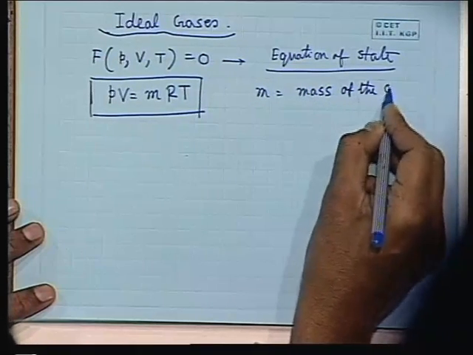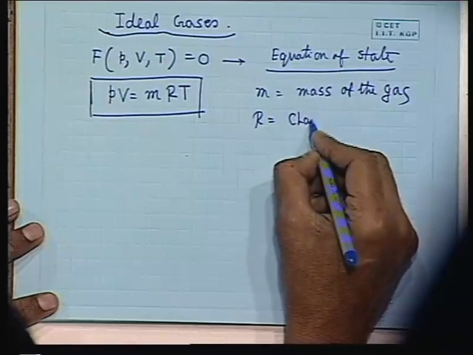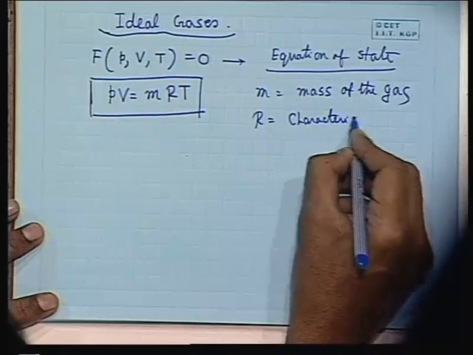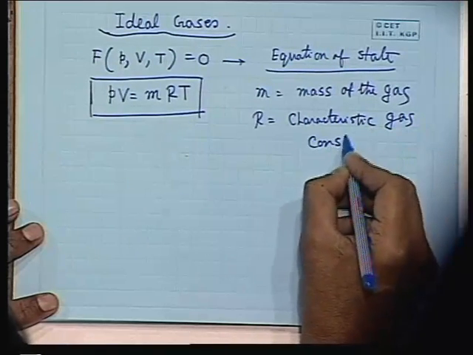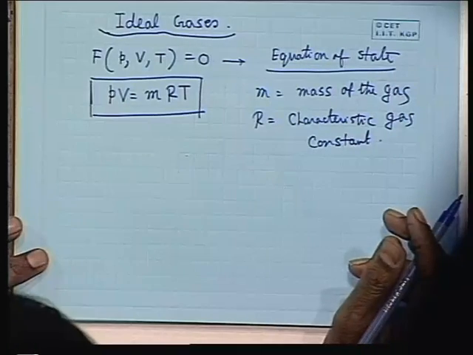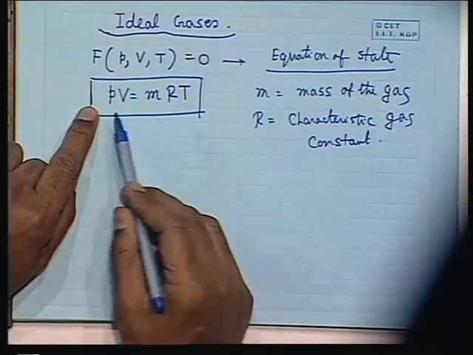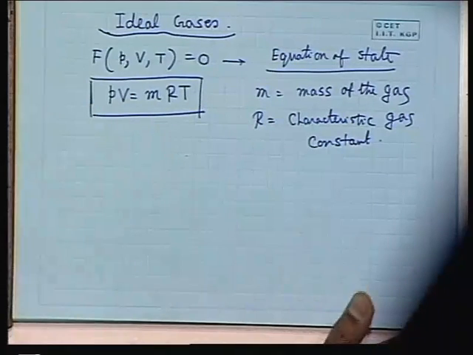and R is a constant known as the characteristic gas constant, whose value is constant for a particular gas but varies from gas to gas. So this very simple relationship has to be valid at all state points.